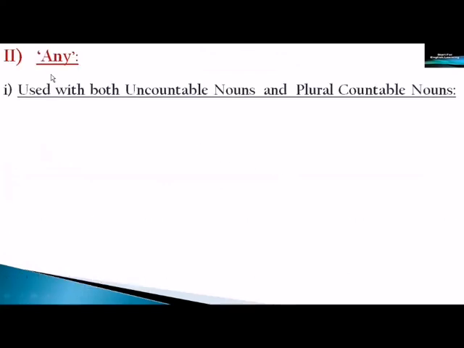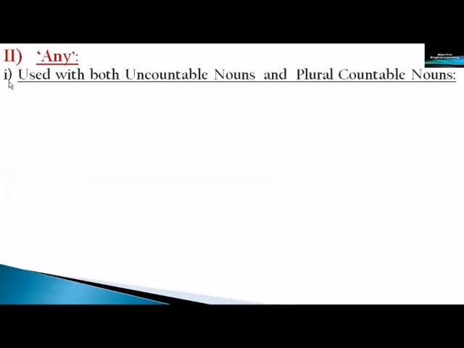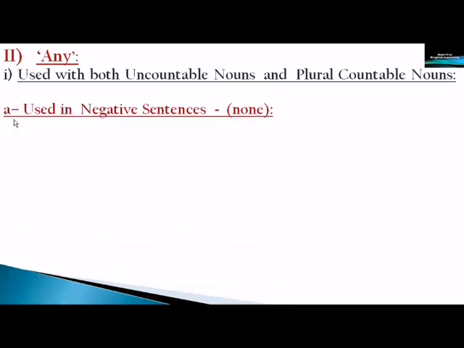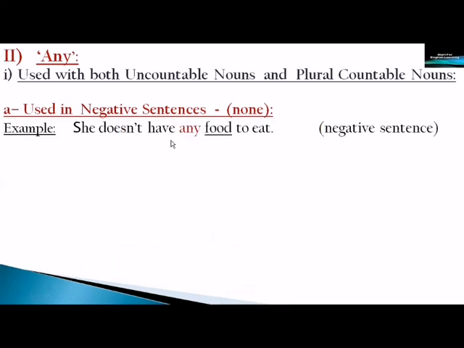Number 2, any. 1. Any is used with both uncountable nouns and plural countable nouns, exactly as with some. A. When used in negative sentences, any means none. Example, she doesn't have any food to eat. It's a negative sentence. We use any in negative sentences.